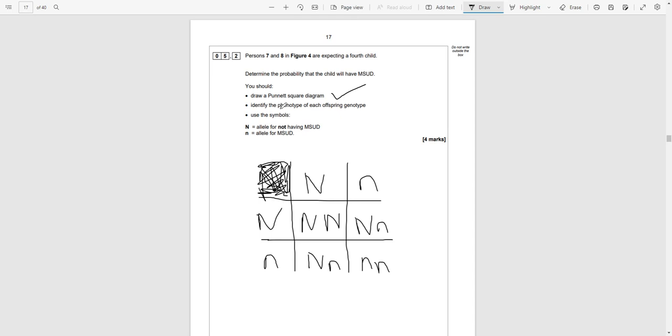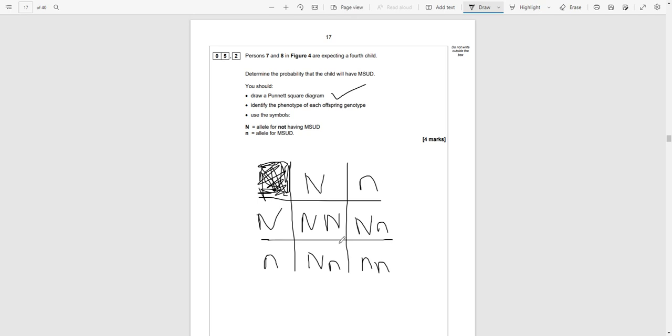Now we are told to identify the phenotype for each offspring genotype. So we've got some big words to deal with there. The genotype refers to the actual combination of genes, so for example, two big N's or big N, little n, and so on. The phenotype, which is what we are asked to identify, is what those combinations of genes actually represent. What is the characteristic we will observe in the child that inherits that combination of genes?